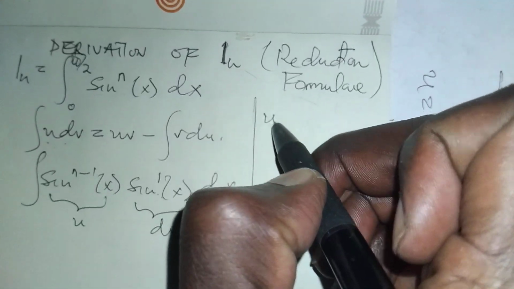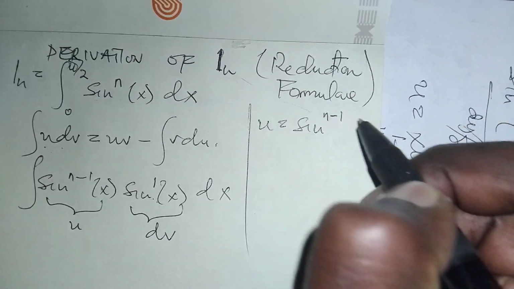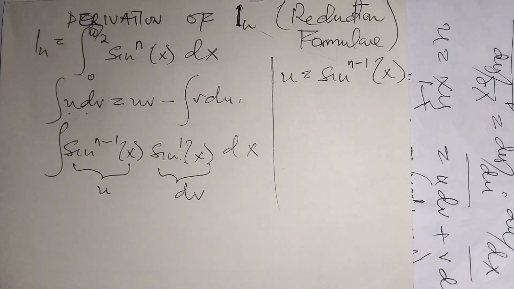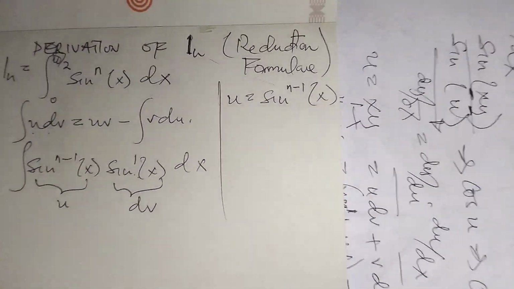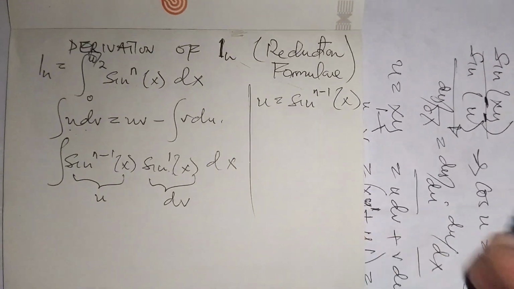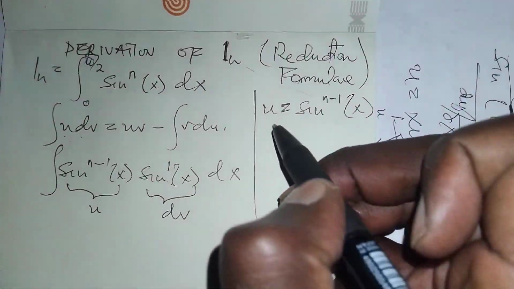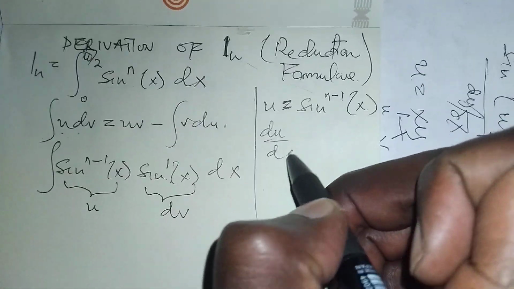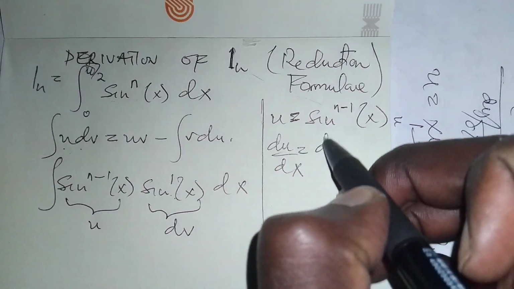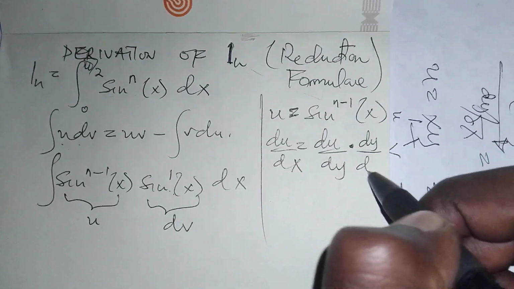So we have u as sine n minus 1 x. So it means you need to find du. Now we need to find du dx, where we know that we can use the function of a function. This one is the same as du dy times dy dx.